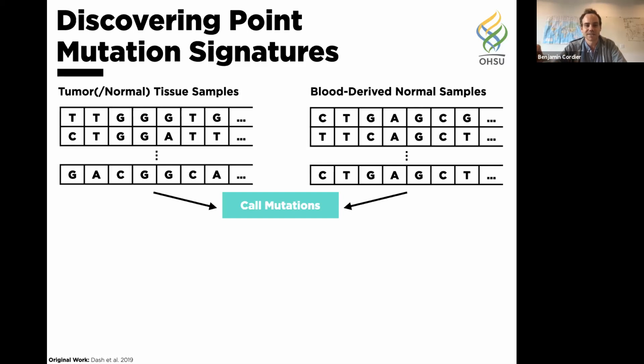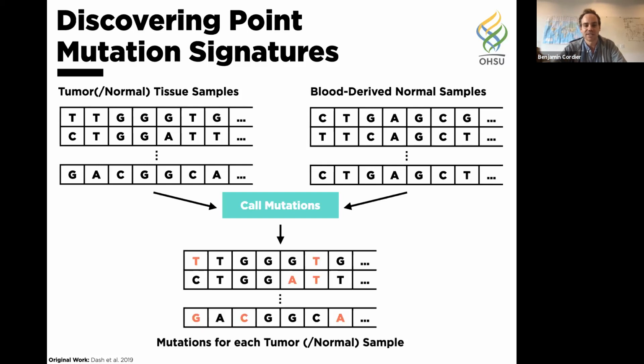Now, I have this little blue box that says call mutations. I assure you this is a very non-trivial process, and it's a large analytics pipeline that's used. But the outcome is that we have these calls: regions or areas of the genome where we say there's a mutation here, there's a mutation here.